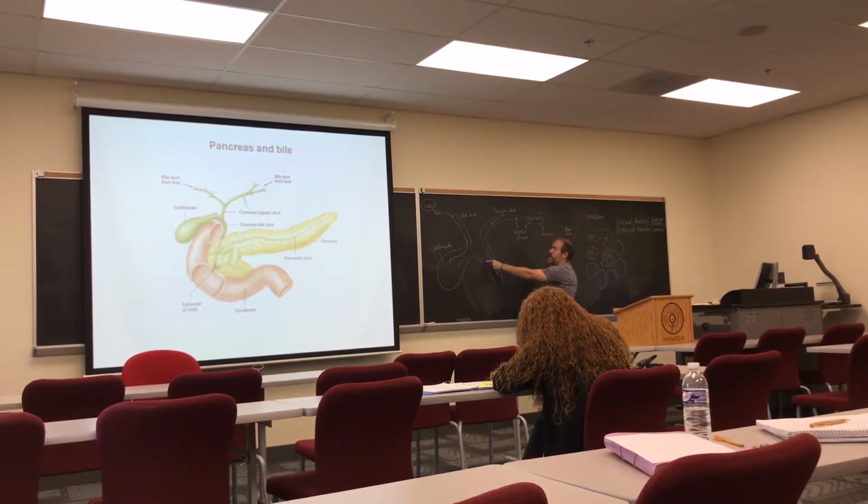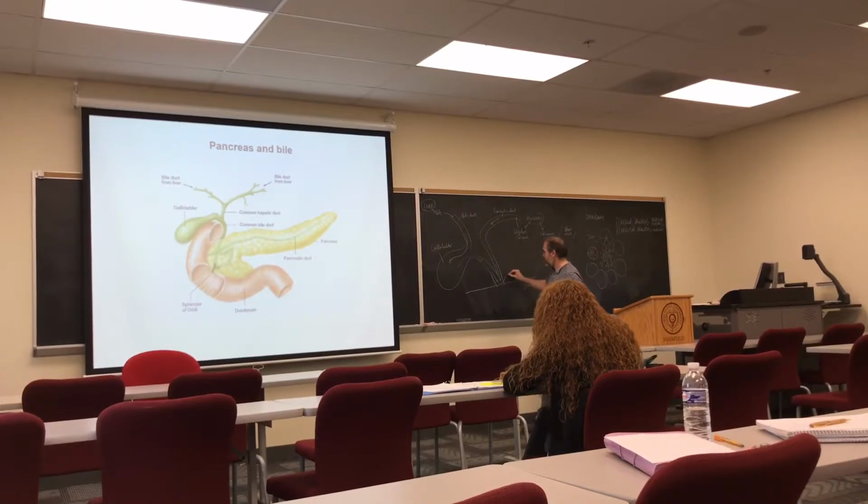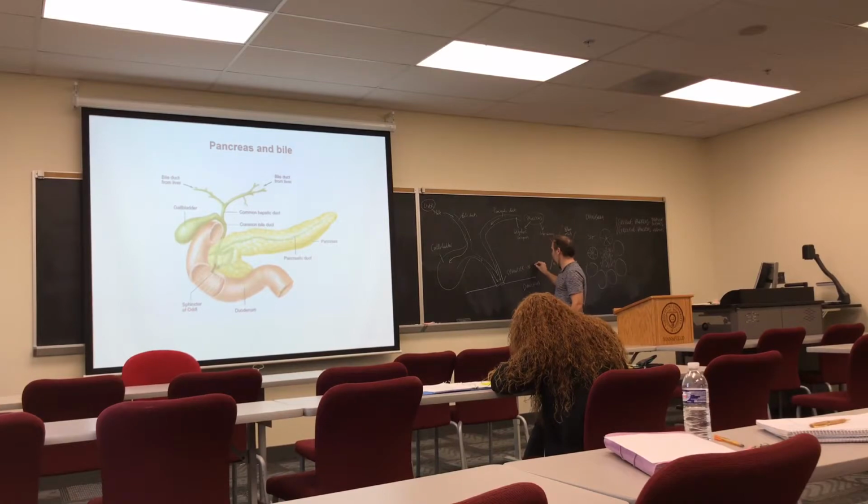And then eventually these two tubes are going to merge. The bile duct and the pancreatic duct, they merge. So then the bile is going to be secreted at the same time as the digestive enzymes. And where is that going to be secreted? To the duodenum. But there is a sphincter here. We call that the sphincter of Oddi.